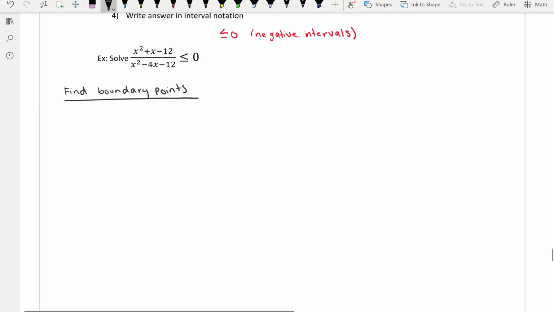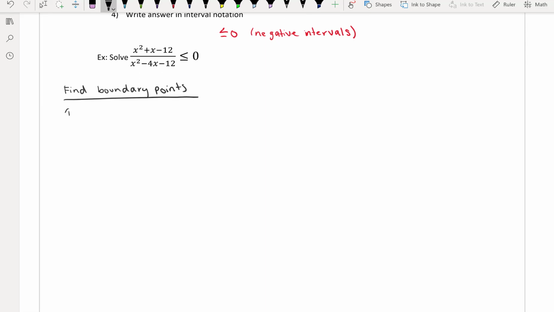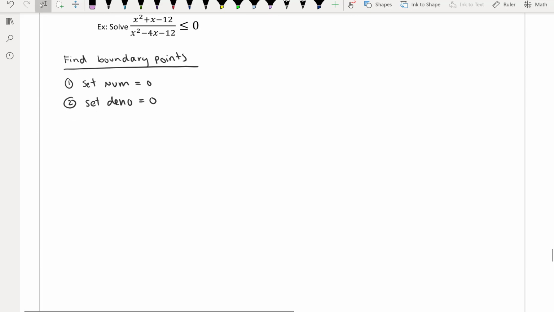The way we're going to be finding our boundary points is in two different ways. The first one is we're going to set our numerator equal to 0. And the second thing we're going to do is set our denominator equal to 0 as well. When we set the numerator to 0 and our denominator to 0, that gives us our boundary points. So let's start with the numerator.